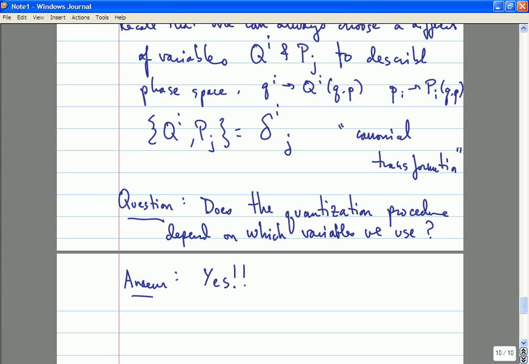In your junior level quantum class, you probably said, well, if you have a particle in some potential, you just construct some wave functions and write down some Schrodinger equation, and that gives you some unique Hilbert space and some dynamics. But in fact, you were secretly making a choice when you did that. You were secretly choosing which variables you were going to quantize. And it's a confusing fact about quantum mechanics that this procedure of going from a classical to a quantum mechanical system is not a unique one.